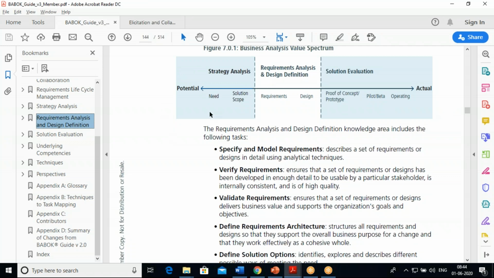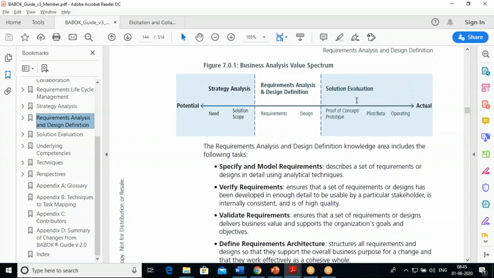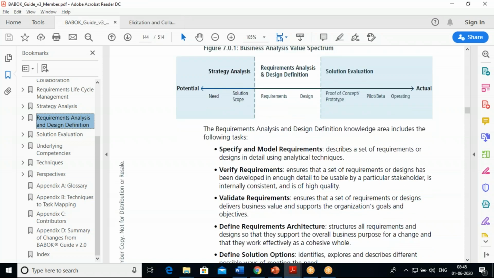From the need we get a solution scope in the strategy analysis. Now we are going to get the requirements. From the need through the solution scope we get the requirements, from these requirements we come up with a design, and from this design we build the solution. This is exactly what the flow is all about. This is the business analysis value spectrum. It is fine. And we have 6 tasks. What are the 6 tasks? First of all, we specify and model requirements.